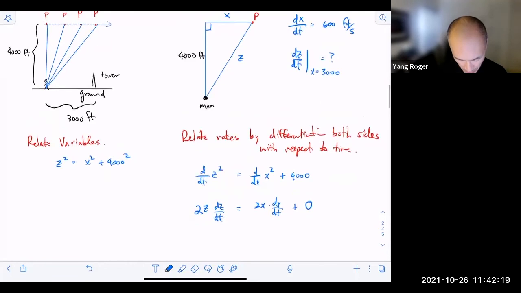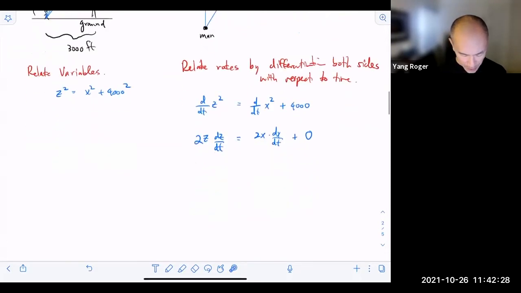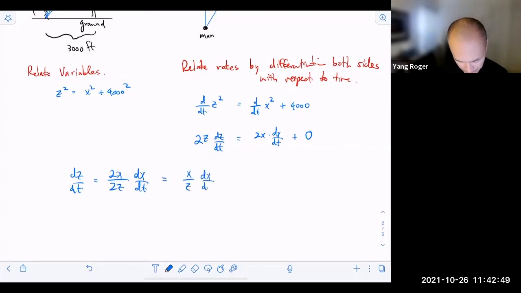Reminder, we're looking for dz dt when x is equal to 3,000. So why don't we solve for what dz dt is? I'm going to take my dz dt and divide both sides by 2z. I get 2x over 2z times dx dt. And that's just equal to x over z times dx dt.